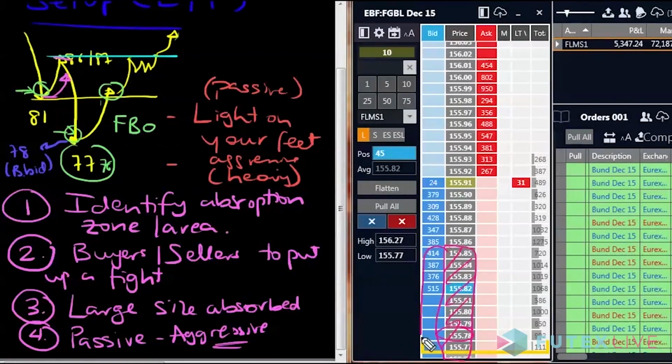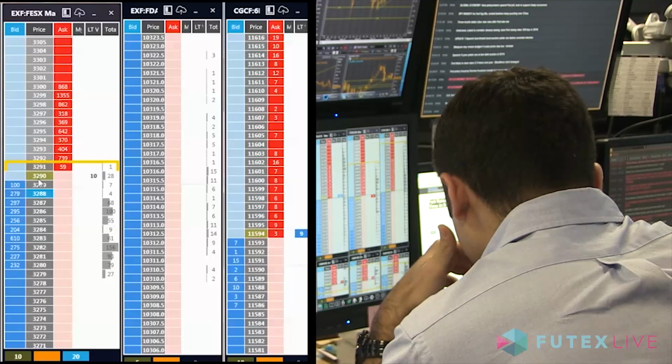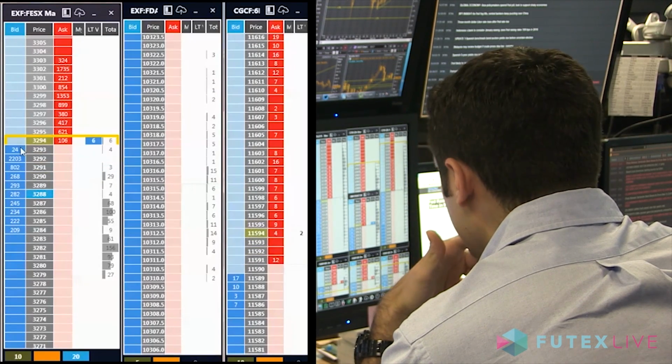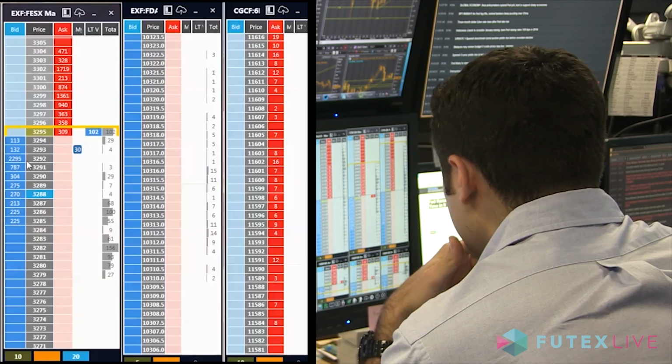Does the price action on the buy side reflect absorption? That's way bigger than we expected. Way bigger. We're going to be buying in front of this 2000 lot here, 32.